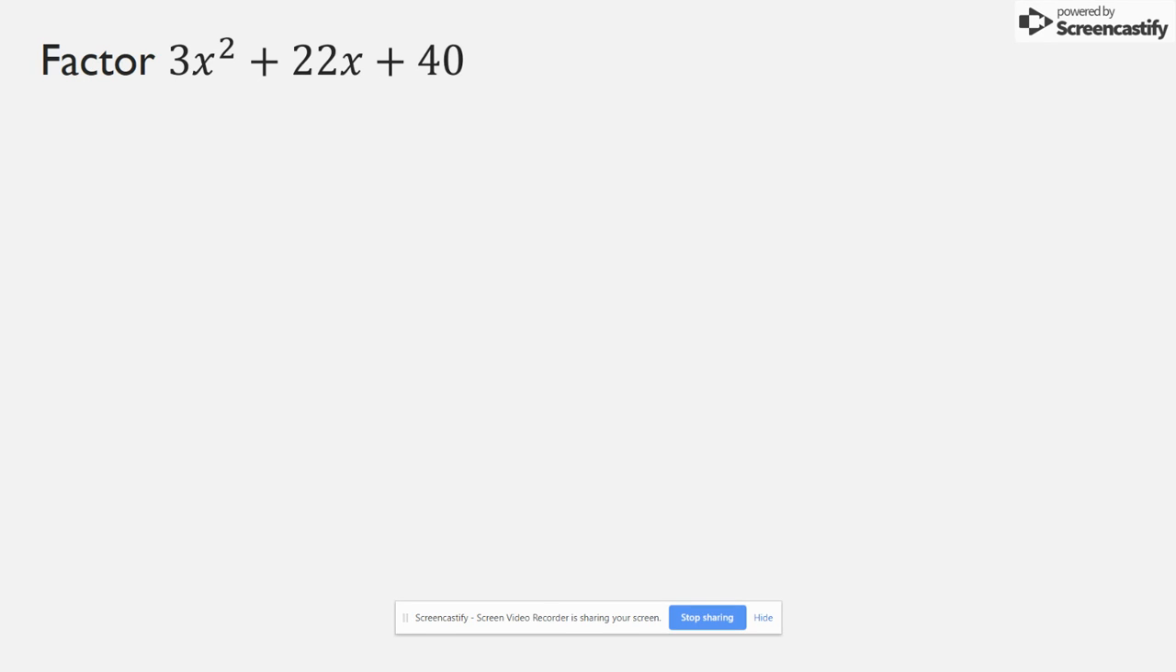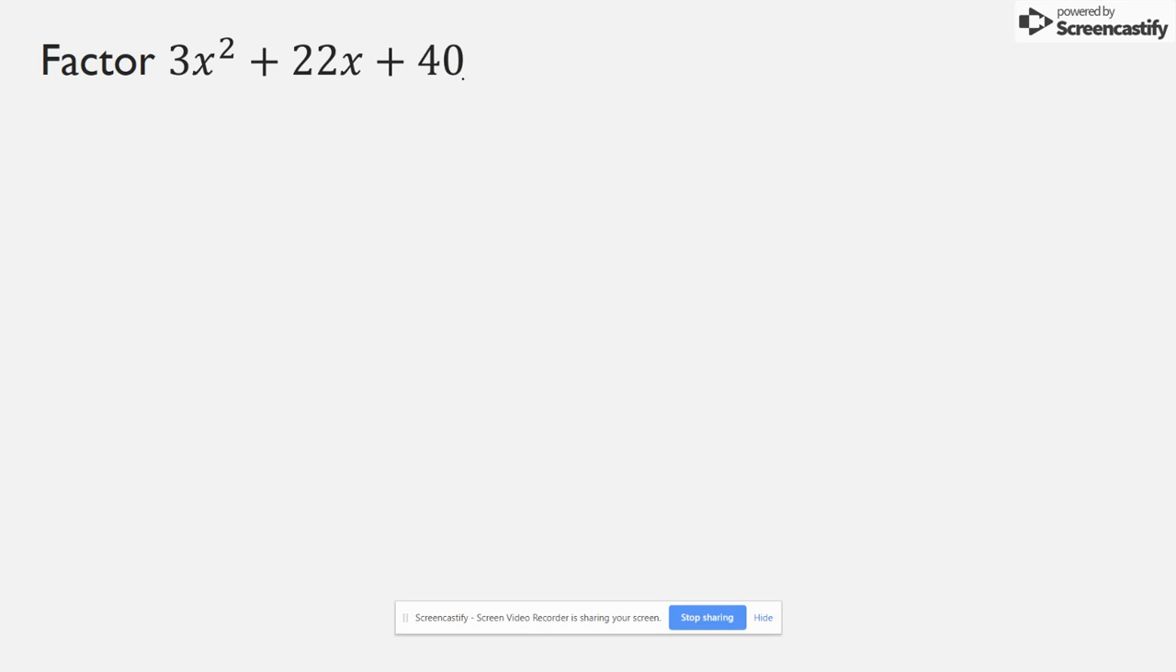The first thing you always want to look for when you're asked to factor is to look for a GCF. I see that there's a 3 in front of x squared. So your first thought should be, is there a 3 that I can take out from both 22 as well as 40? Now, there is no number where I can multiply 3 times something to get 22. And the moment it doesn't work for one number, I don't care if it works for the other. So we don't even have to check to see if it works for 40.